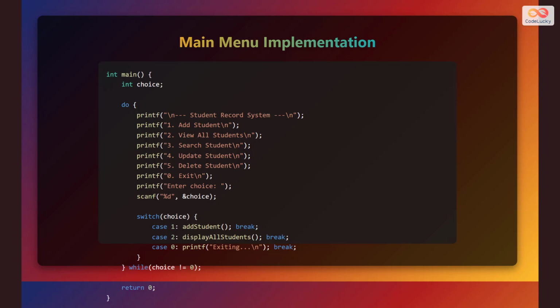This is the main function where the program execution starts. It displays a menu with options to add, view, search, update, or delete students, or to exit the program. The function uses a do-while loop to continuously show the menu until the user chooses to exit. A switch statement is used to call the appropriate function based on the user's choice.